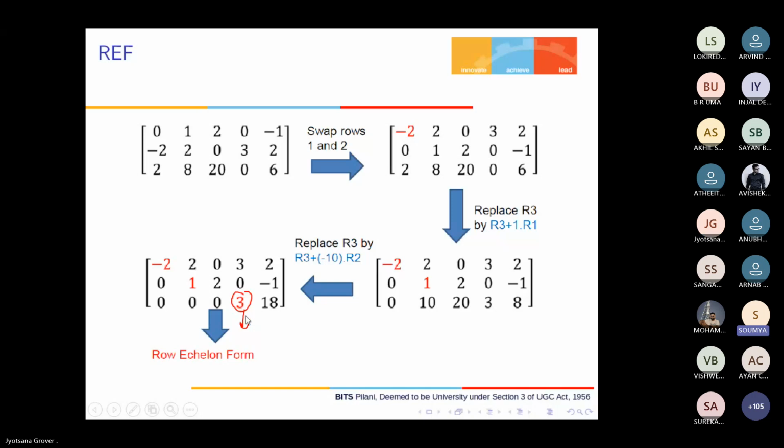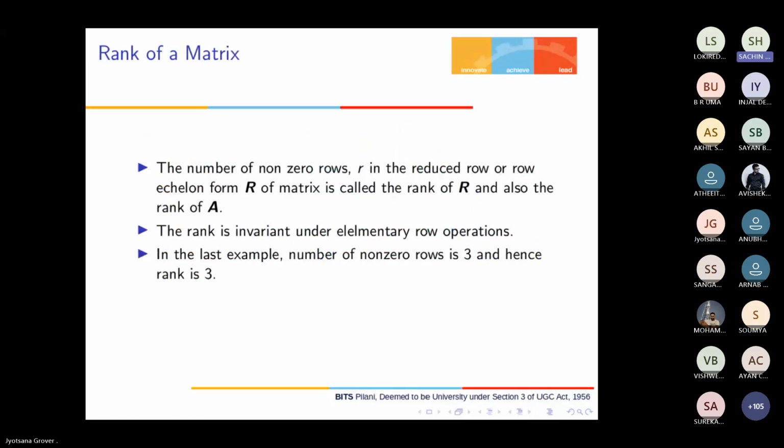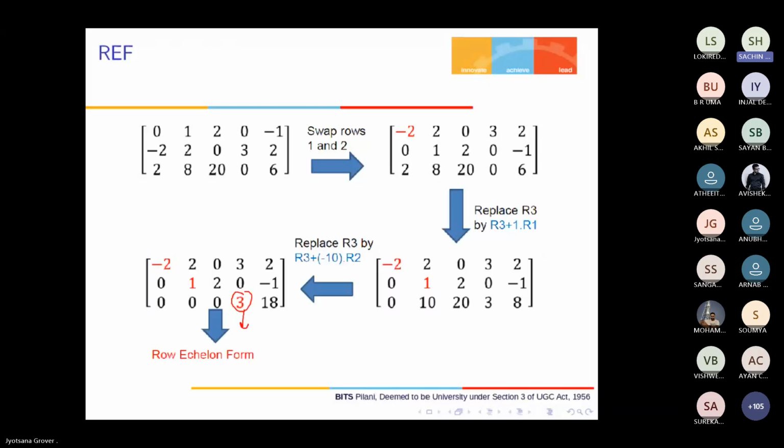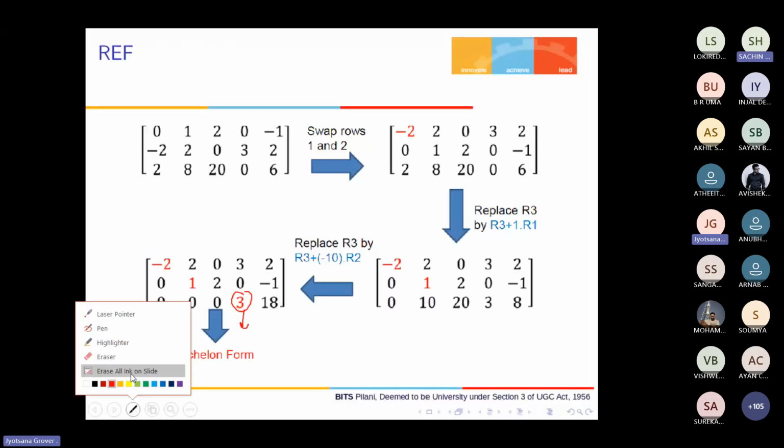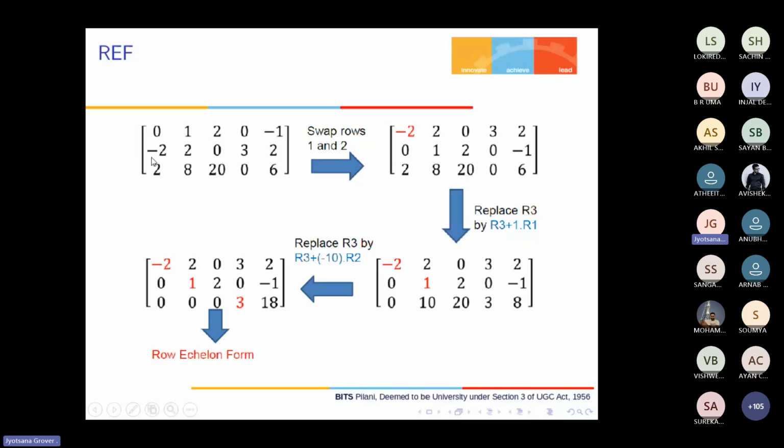Okay, understood, ma'am. Ma'am, I have a question. We just swapped the immediate row, right? Can we do it with the third row also, like in the first step? Sure, yes, you can do it. So you are saying swap row 1 with row 3. You can do it. It need not be an immediate row.